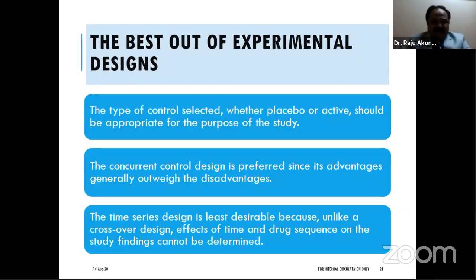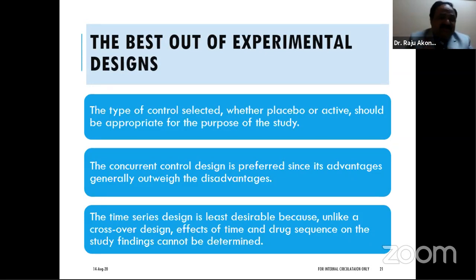The best out of experimental designs: the type of control selected, whether placebo or active, should be appropriate for the purpose of the study. Whatever type of control they used, it should be appropriate. The concurrent control design is preferred since its advantages generally outweigh the disadvantages. So concurrent control is generally preferred. The time series design is considered least desirable. Unlike a crossover design, effects of time and drug sequence and the study findings cannot be determined. Why is time series design least desirable? Because its effects of time and drug sequence and the study findings cannot be determined.